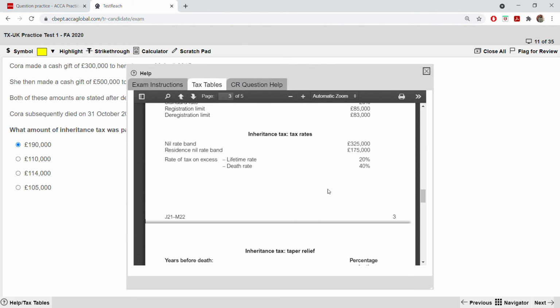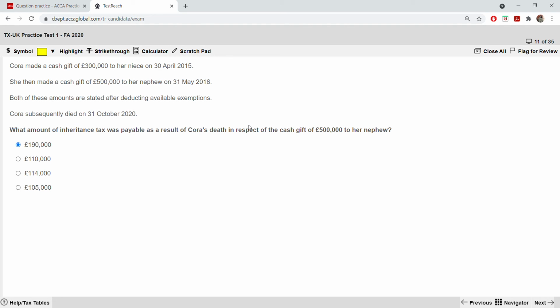If you go by inheritance tax, the death rate is 40%. And for the nil rate band, we have to take care of the nil rate band of 325,000. So out of 325,000, 300,000 will be gone, because these two fall in the same year, 30th April and 31st May.